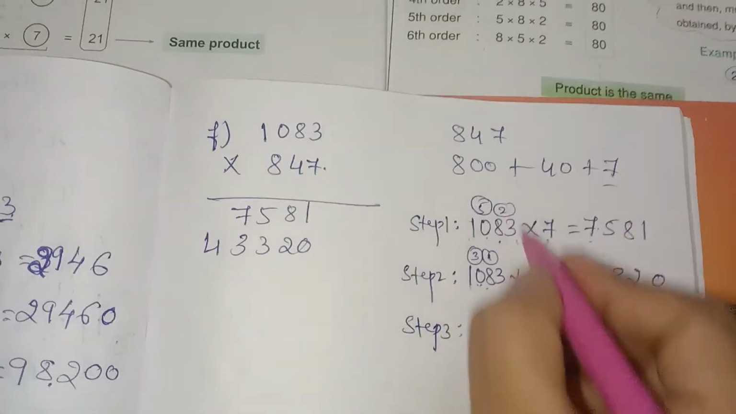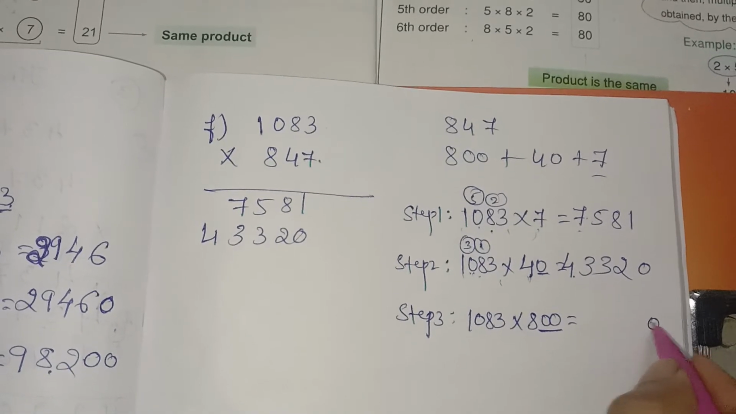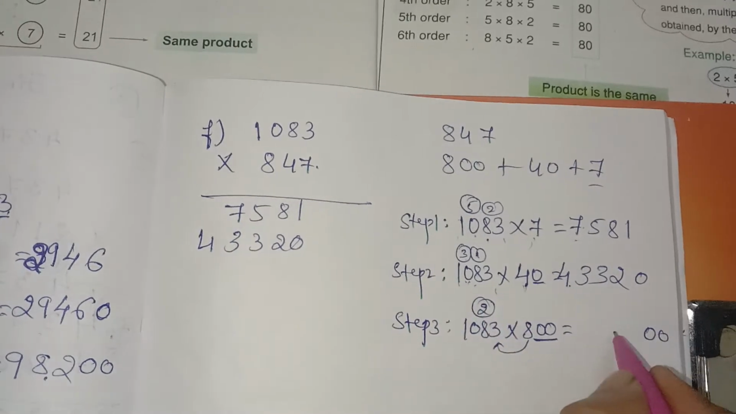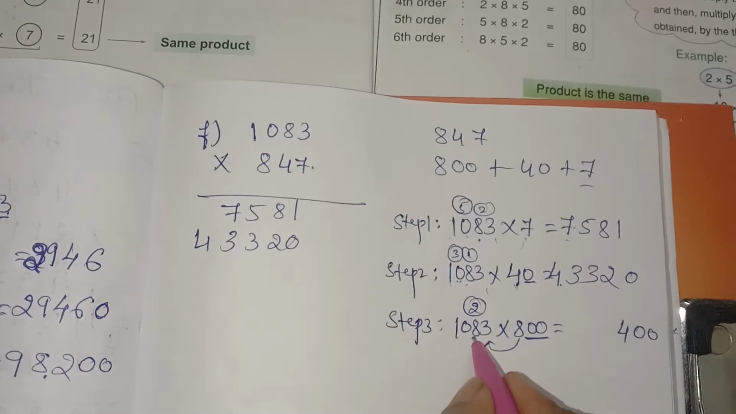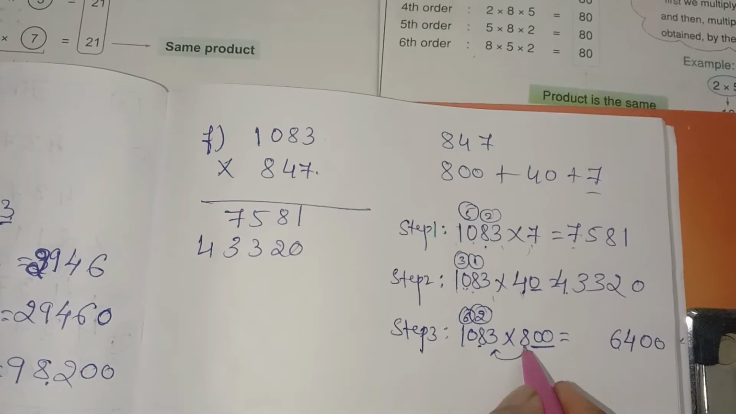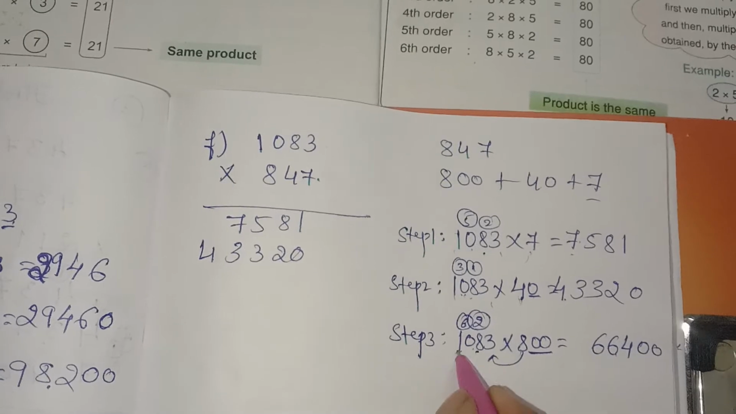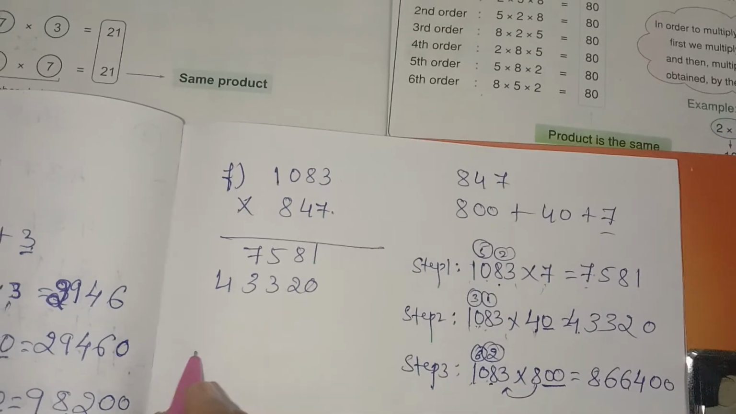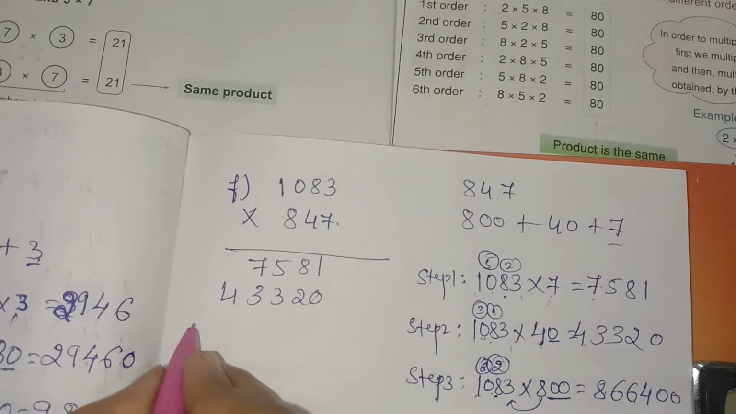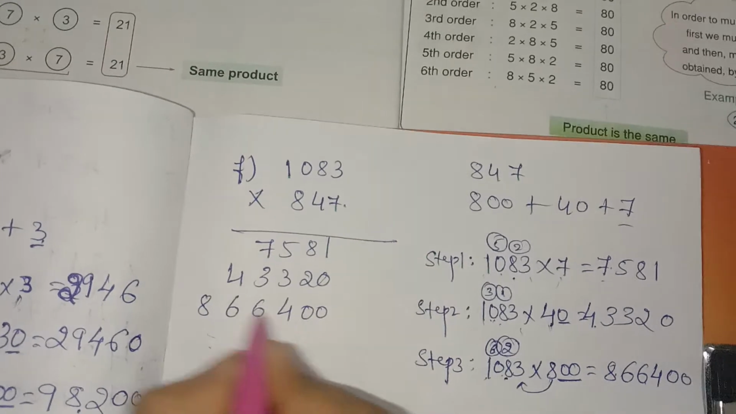Now step 3. 1083 into 800. 2 zeros. Put 2 zeros. 8 3s are 24. 8 8s are 64 plus 2 is 66. 8 zeros are 0 plus 6 is 6. 8 ones are 8. 866400.